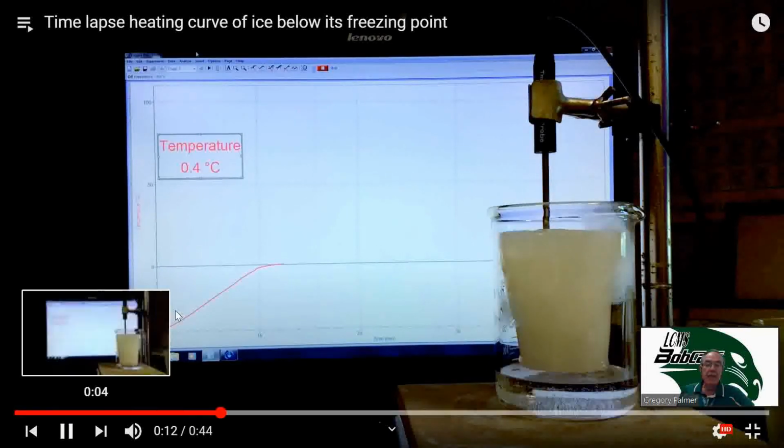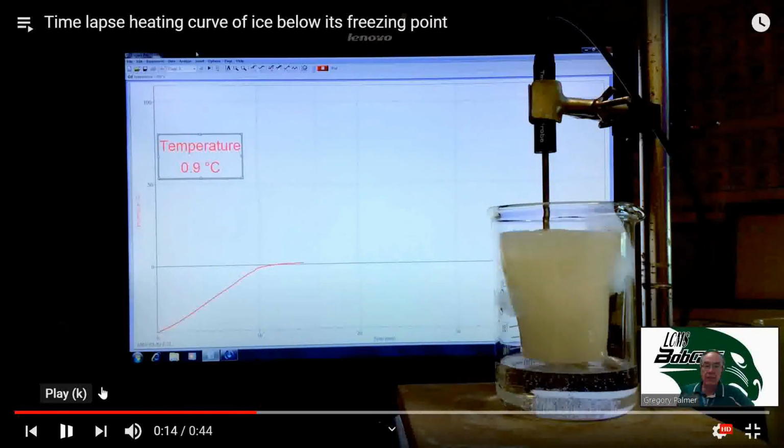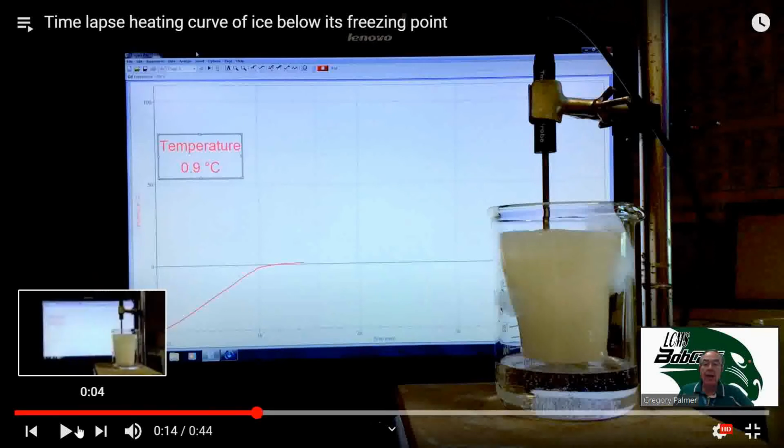And you can see here, as it gets to 0 degrees, and if you look carefully at this graph, it's at 0 right now. This piece of ice, the whole thing, has finally warmed up until it's at 0 degrees. And you can see now that it's starting to melt. The temperature is remaining constant.